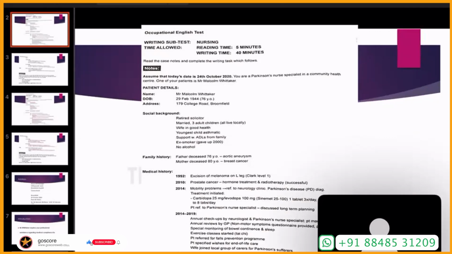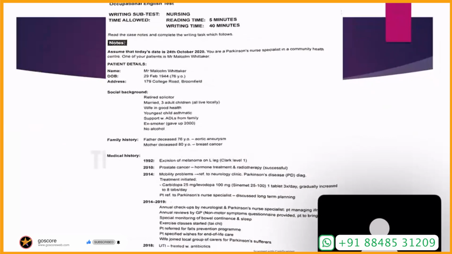Now, can you tell me, do you think this is a known case or an unknown case? It's an unknown case. Good. Here they say to assume that today's date is 24th October 2020. Usually when it is given, that is the date of the letter, isn't it? Okay. And you are a Parkinson's nurse specialist. Please underline that. At the end of the letter, when you sign off, please just copy and paste that. Parkinson's nurse specialist is your title, isn't it? In a community health center.